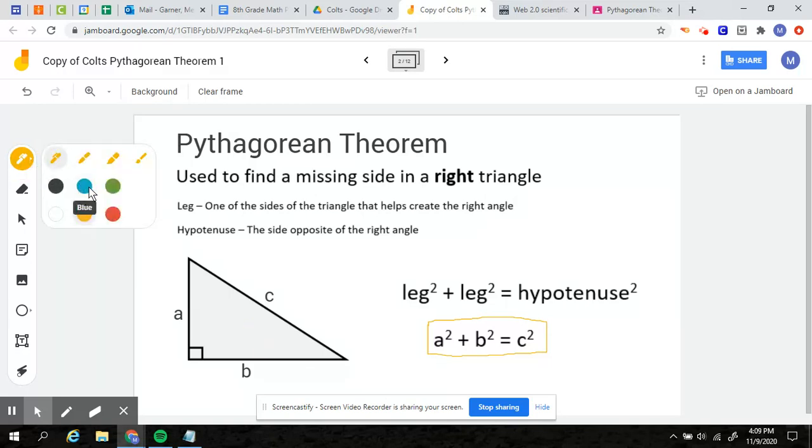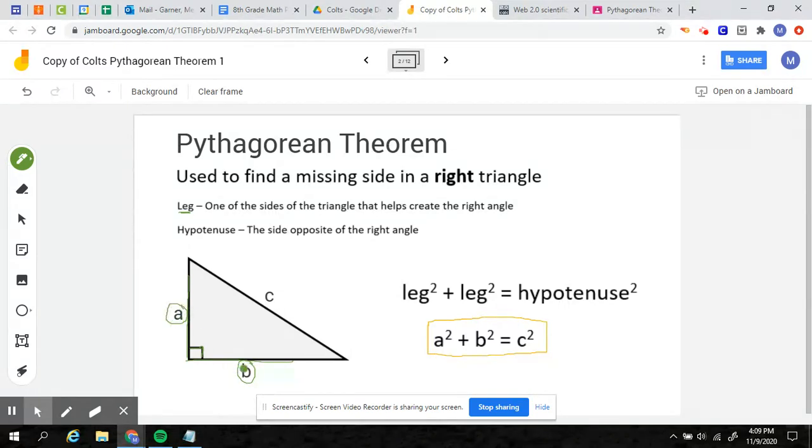So a couple of vocabulary words you've got to know. The first one is leg. We call a leg the two sides of the triangle that create your right angle. So in our picture down here, here's our right angle. You see that box there. A right angle is just a 90-degree angle. So the two sides here, a and b, are the two sides that come together to form that right angle. So those are what we call the two legs.